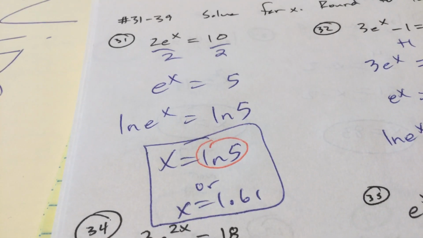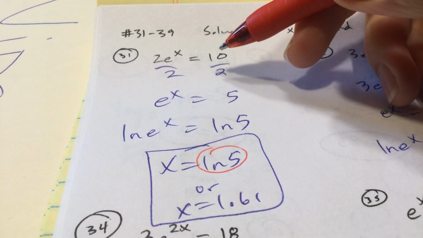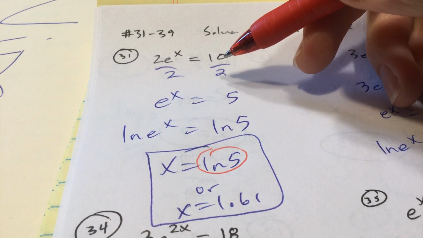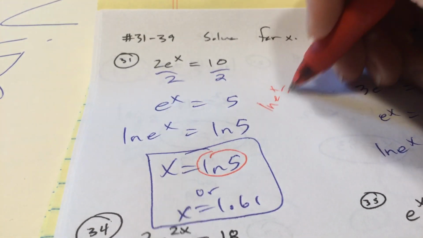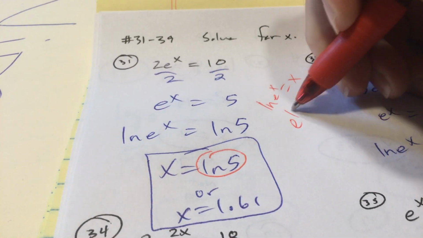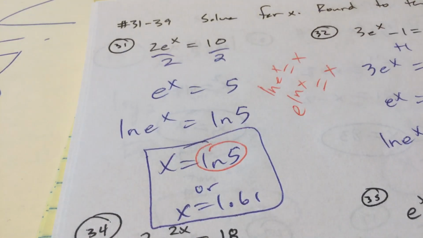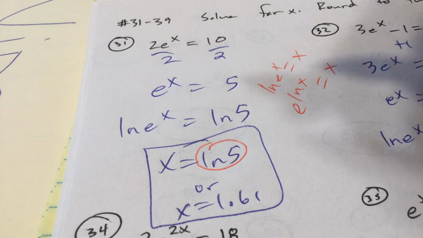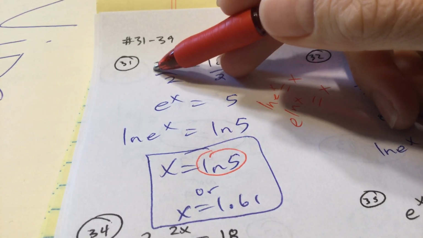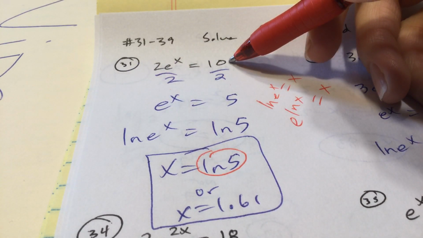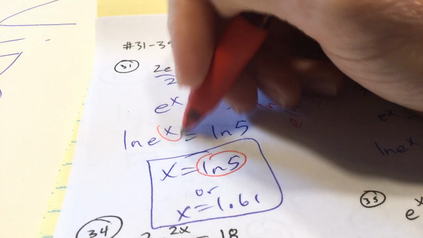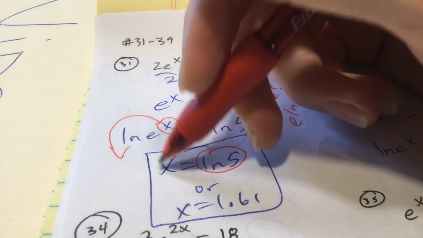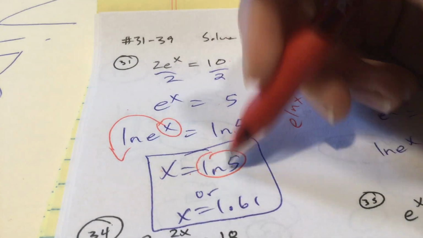1.61 is rounded. Okay, so when you have e to the x, we learned in the last game plan, the only way to get rid of e to the x is to attach natural log, because this is a fact and this is a fact. Okay? So, first off, I don't have e to the x all by itself. I have to divide both sides by 2, like I did. Then I attach natural log to both sides, and when I do that, x comes on down, and it's going to be x equals natural log 5.